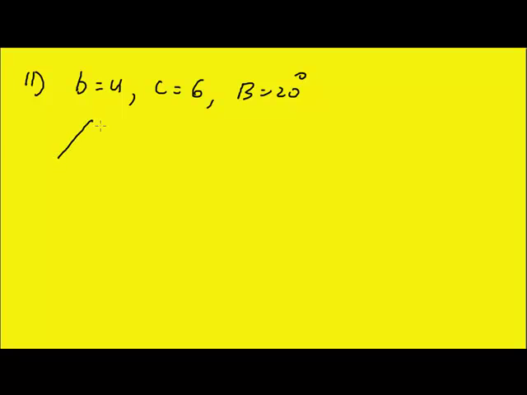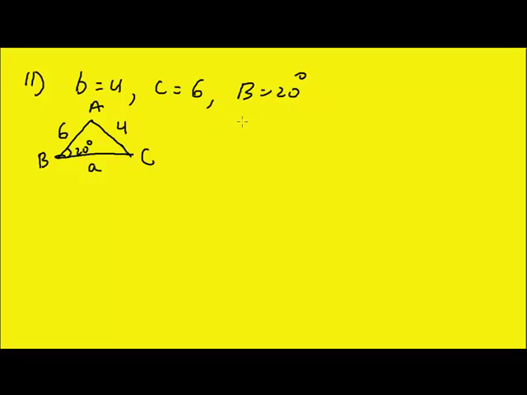So let's draw a random triangle. I want to put the angle B right there, which is 20 degrees, and that means the side across from that is going to be 4. I'm going to call this side C, and that's the angle C, and we'll call this angle A, so that'll be side A. I do know what C is, so C is 6, so let's put that in there.